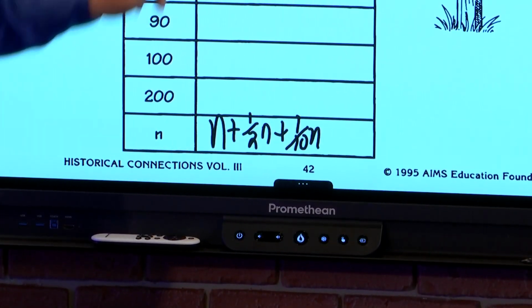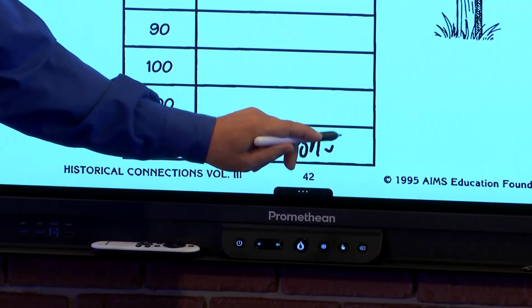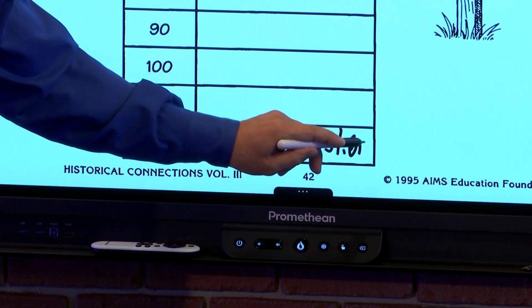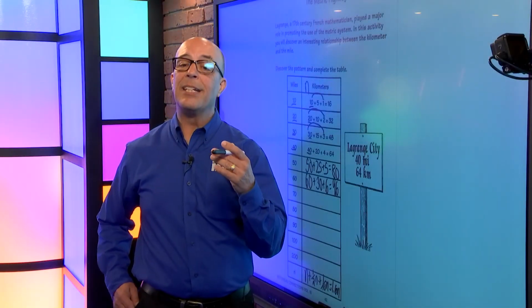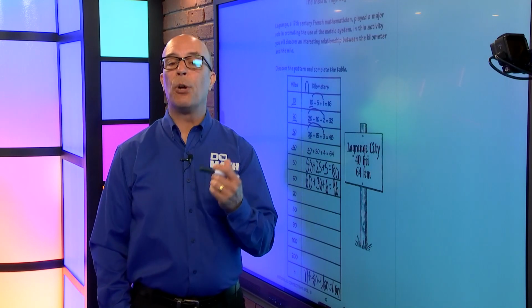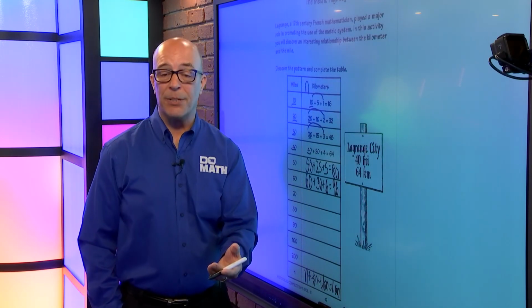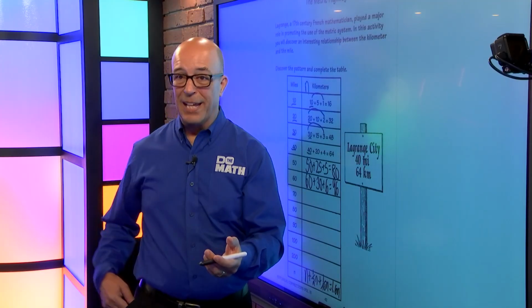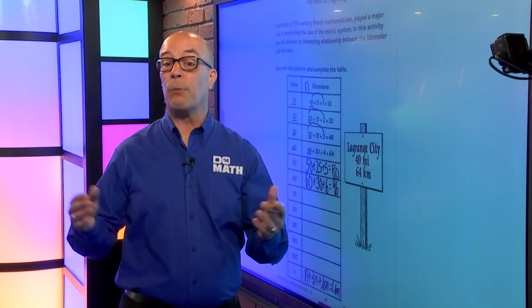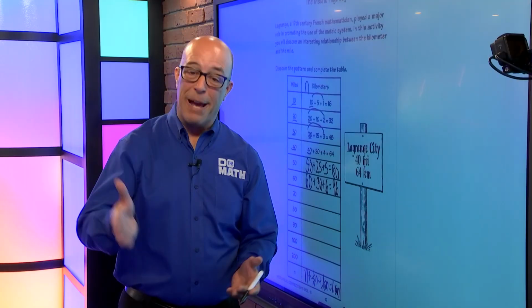We add all three of these numbers up, which is going to be 1.6n. So if you simply take the number of miles and you multiply it by 1.6, that will give you the number of kilometers, and that is the metric system that Joseph Lagrange brought to the rest of the world, our mathematician of the day.